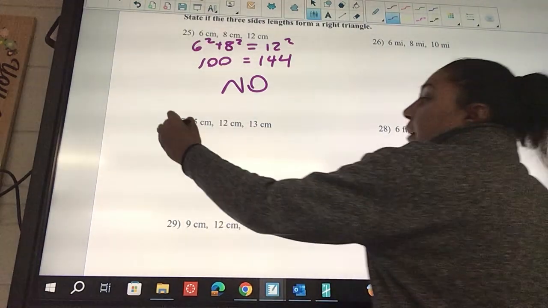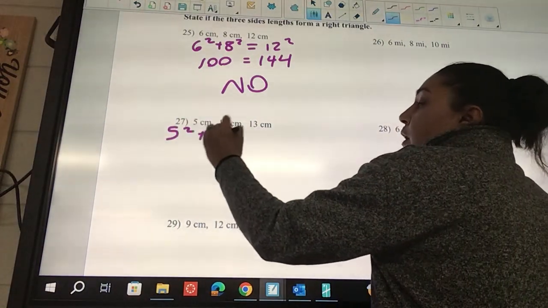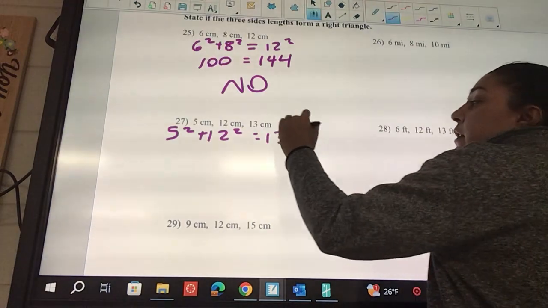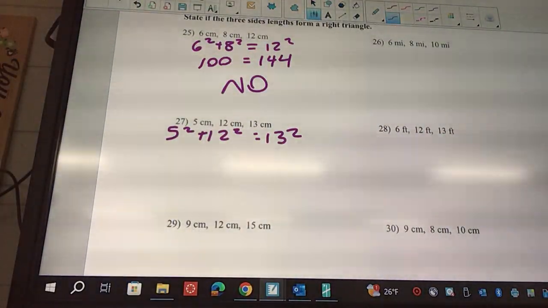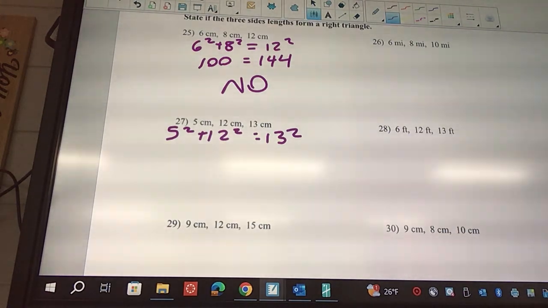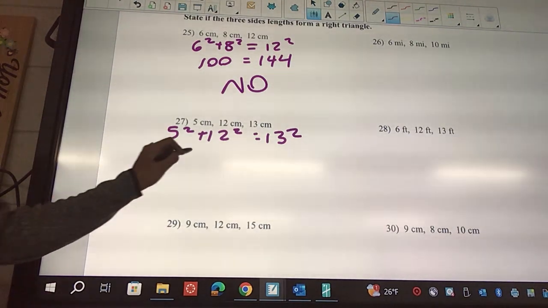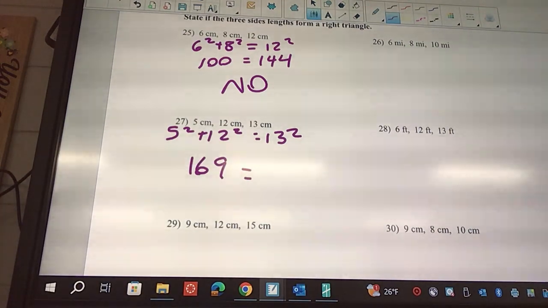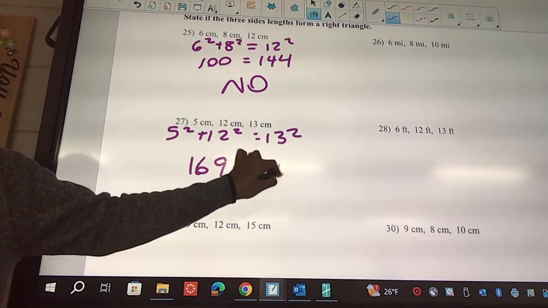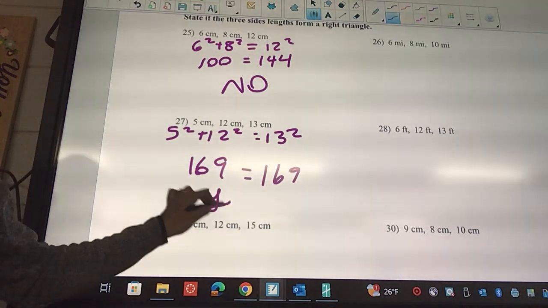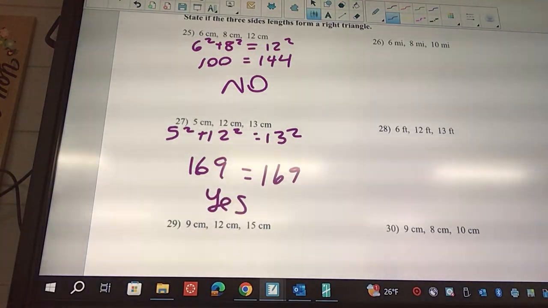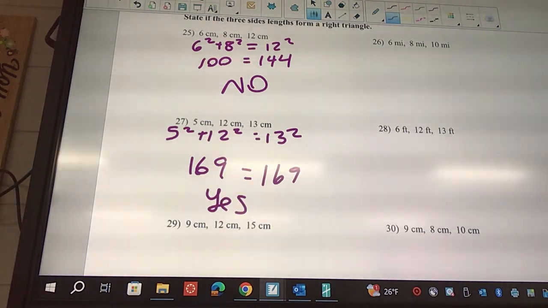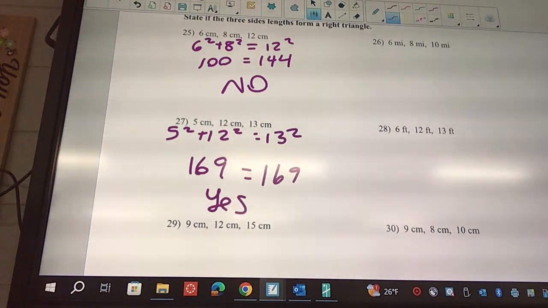Okay, on this one, I'm gonna get 5 squared plus 12 squared equals 13 squared. What is 5 squared plus 12 squared? 169? And 13 squared? 169. I was getting nervous. I'm like, am I having a brain fart? Are we doing this right? Because I didn't have no yeses yet. So yes, this does form a right triangle.